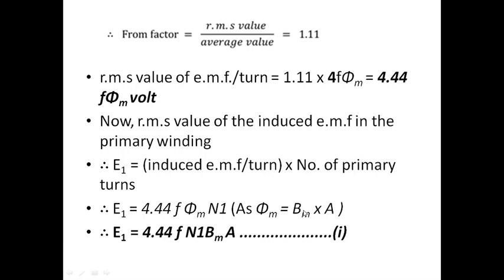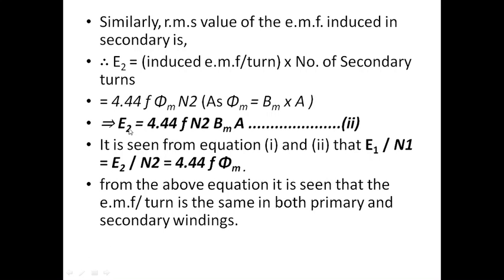Since we are dealing with alternating current AC, we have to go for the RMS value and the average value. So the form factor will be 1.11, and that is to be multiplied with your 4f phi m. So that will be this one, and the induced EMF of your primary winding voltage E1 is this one, and also this one. Why? Because this works under mutual induction, right? So whatever voltage I have in the primary, the same will be in the secondary also.